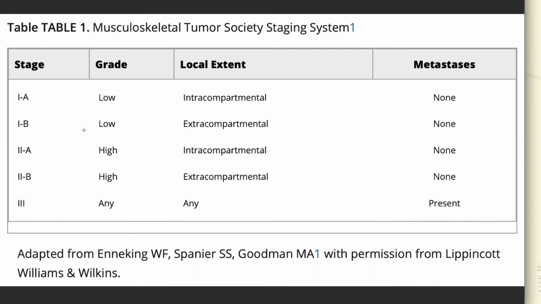For stage 2A and 2B, the grading is high, and the local extent determines the A and B. And for the stage 3, the local extent and grading can be in any condition, but there is definitely a positive metastasis. Well, the definition of intra and extracompartmental can be read in his early papers. You need to determine what is the extent of one's compartment, because each body part or body region has its own natural barriers, and once those barriers are crossed, then the tumor is considered as extracompartmental.